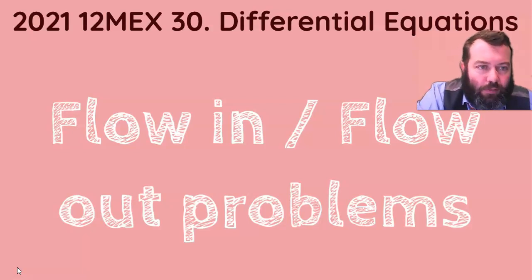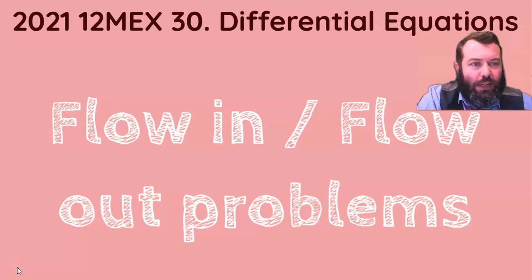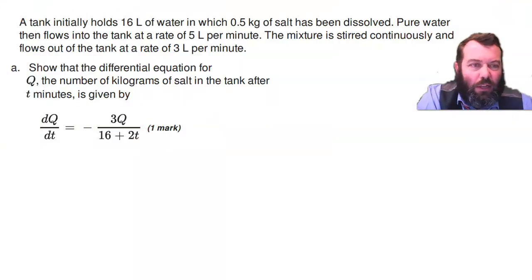Right. Let's have a look and see what we're talking about here. This is a question that came from a past VCE paper, actually, not HSC, but from our past HSC materials. In it, I have a tank with 16 litres of water in it, which includes half a kilo of salt. Into this tank, 5 litres of fresh water flows every minute.